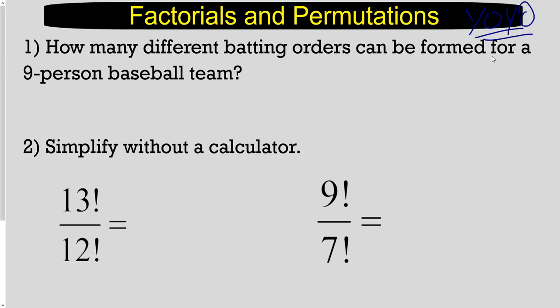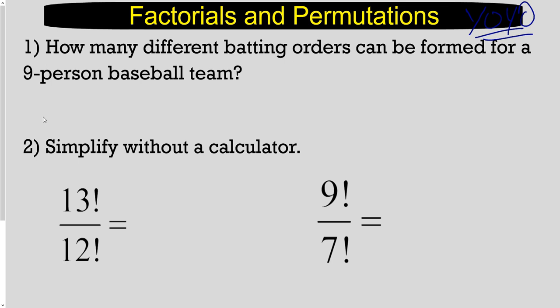Okay, how many different batting orders can be formed for a 9-person baseball team? Well, if there's 9 people on the team, you've got 9 spots, 1 person to fill each spot. How many choices for the first person? First batting spot, 1. Or 9, excuse me. After you've chosen that person to fill the first slot, how many can go next?